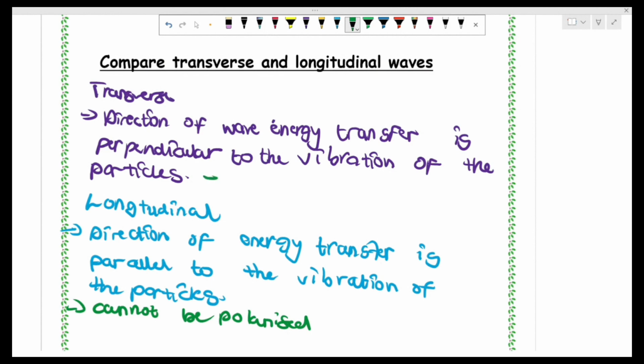But for transverse waves, they're cool. They can be polarized, they can have restricted motion. And you're going to see in that video why transverse waves can be polarized. So I highly recommend that you watch that.